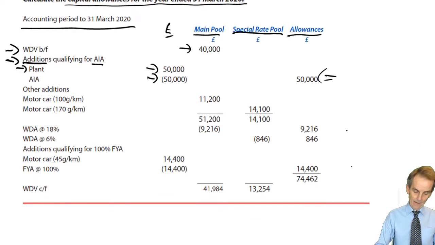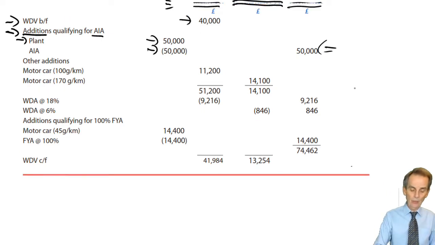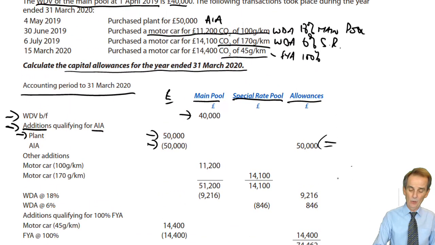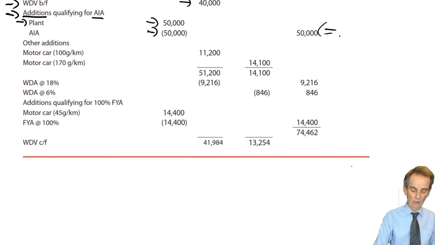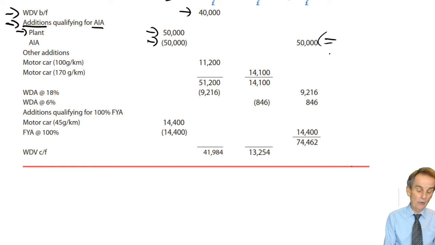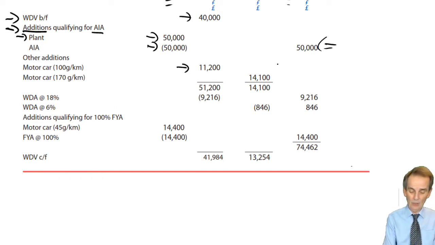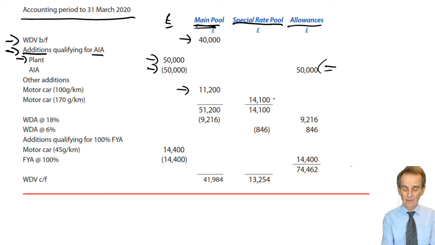Having worked out the AIA, we then turn our attention to the other additions in the period, i.e. cars now. The other additions, we got the two cars. Firstly, the one for 100 grams per kilometre, which we said was going to be main pool. We've then got the high emissions special rate pool expenditure. So, in order, the 100 grams per kilometre car, again, that is main pool, and it goes there under the main pool column title. The high CO2 emissions car, that one goes here to the special rate pool.